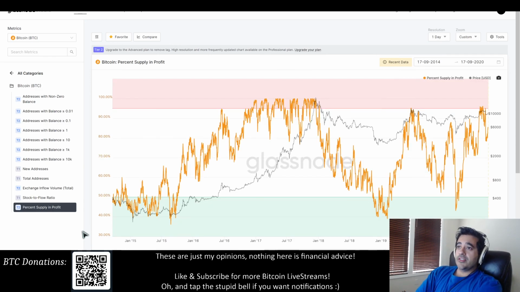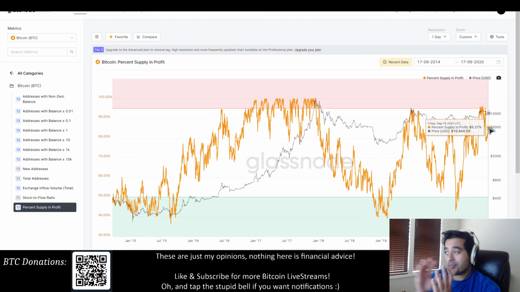Next, we look at the percent supply in profit. I love this one. So on the left-hand side, you're seeing the percentage of addresses in profit in Bitcoin. On the right-hand side, you're seeing the price of Bitcoin. Right now, we are showing 85% at a level of 10,900. So we're way higher than that now. We're like 11,700 now. But when we were at 10,900, 85% of the Bitcoin addresses were in profit.